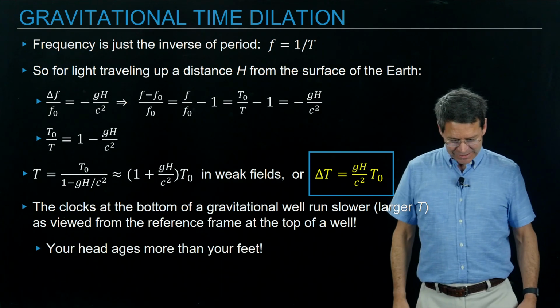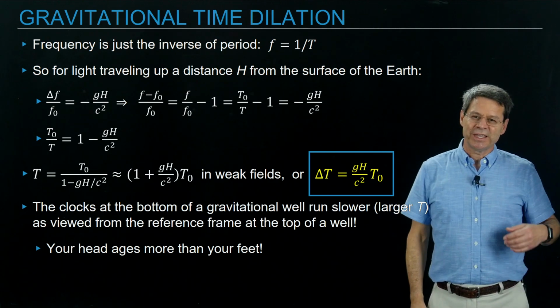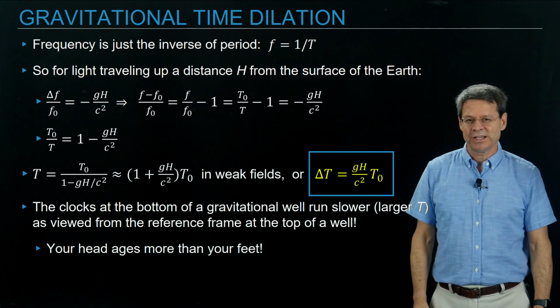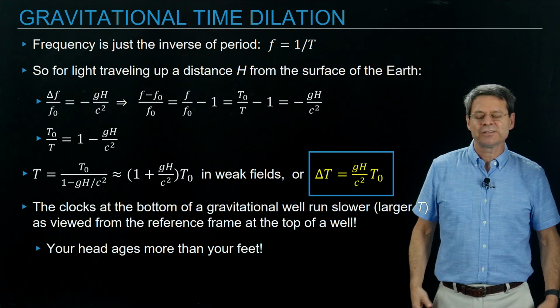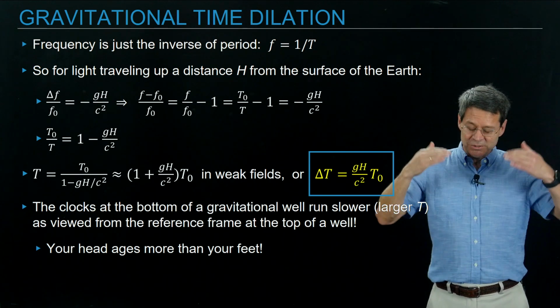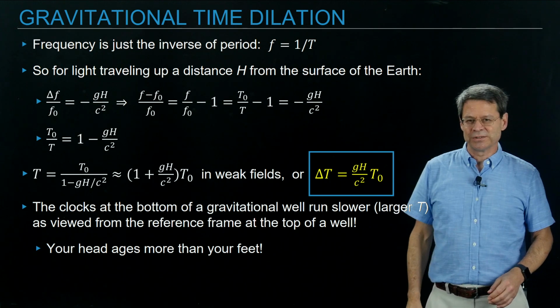Or put another way, here's my head. My feet are down on the surface of the Earth. It means my head ages more than my feet. My feet appear to be time dilated. They're running slowly. The clocks, if you like, attached to my feet are running more slowly than my head, which is above by a height of, well, not quite 2 meters, a little under 2 meters.